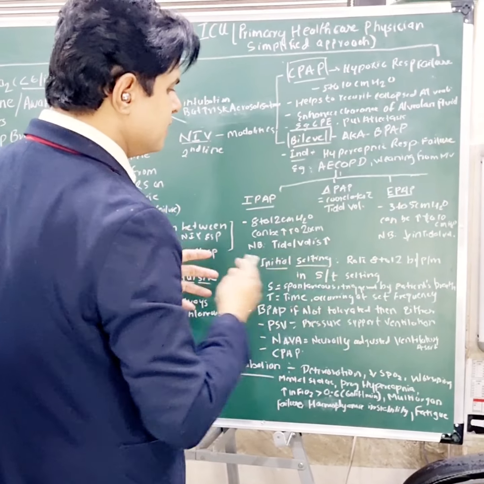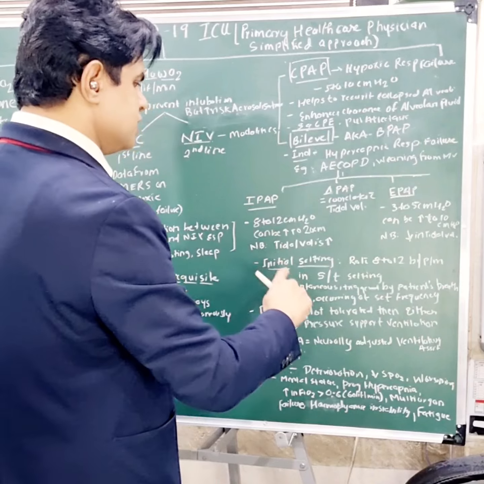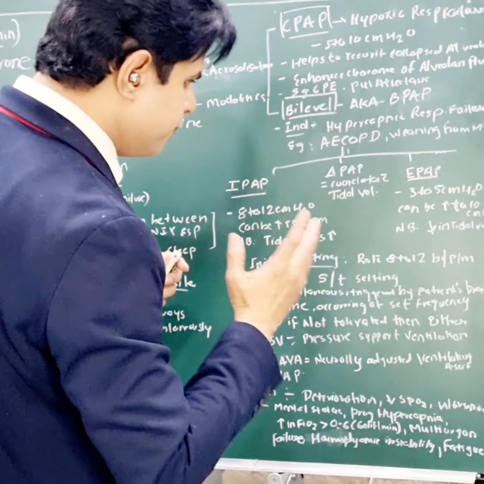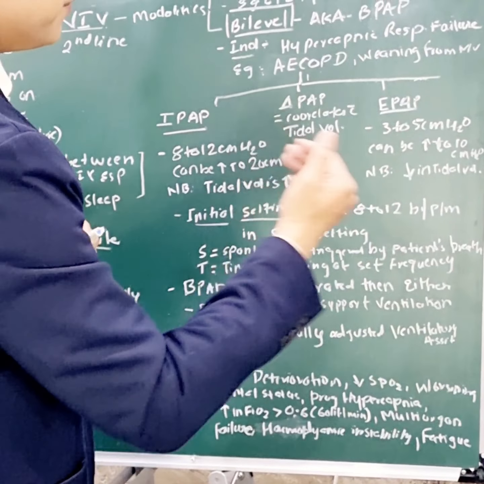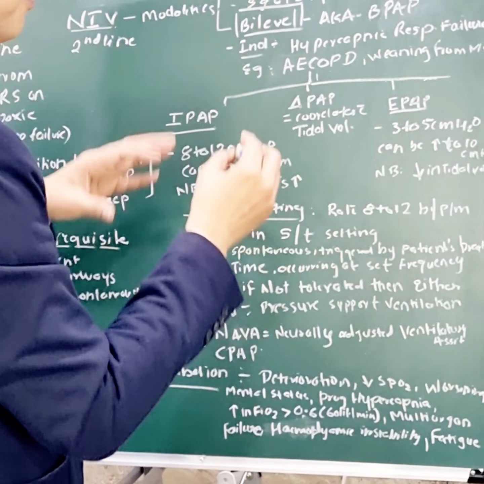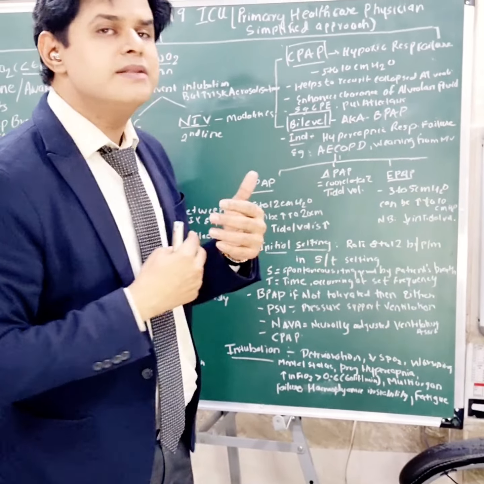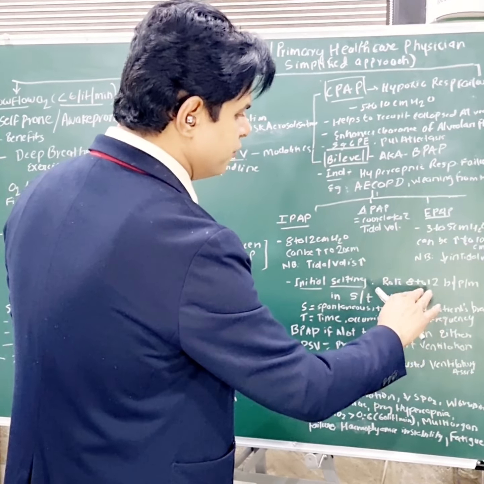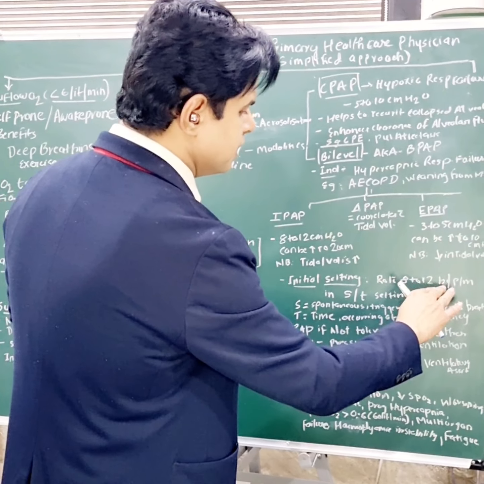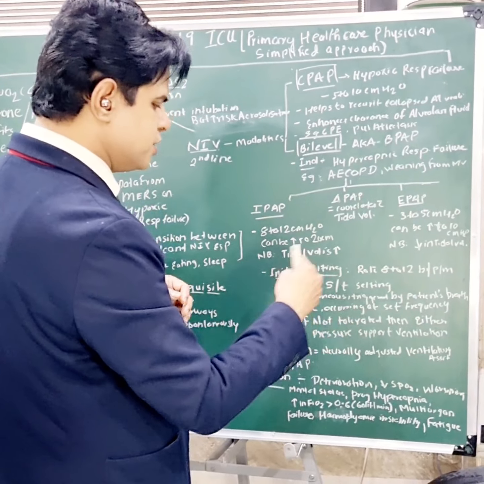In the ST setting, what does ST stand for? Spontaneous, triggered by the patient's breath, and the other is timed, occurring at a set frequency. So in ST mode, the patient's breath triggers the machine, and the timed breath occurs at the set frequency. Now we have set the frequency to 8 to 12 breaths per minute. So this is the initial setting, and you can change it.